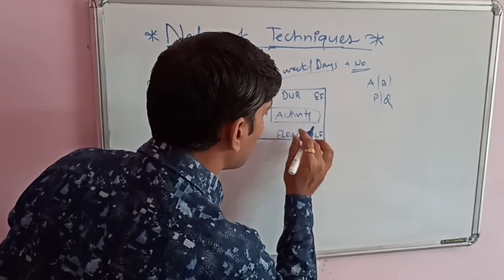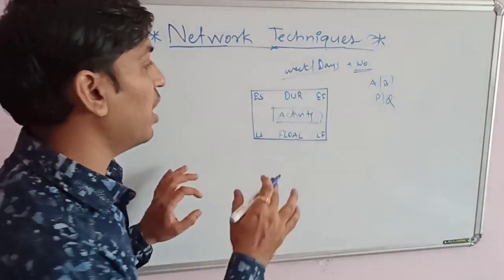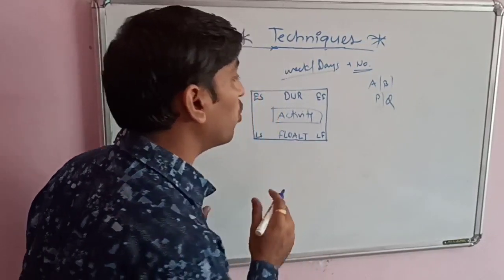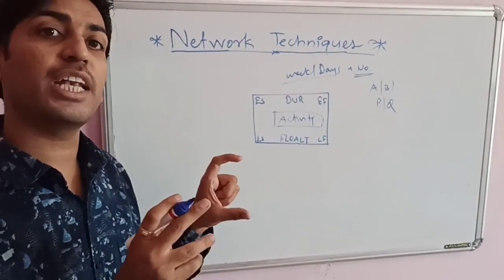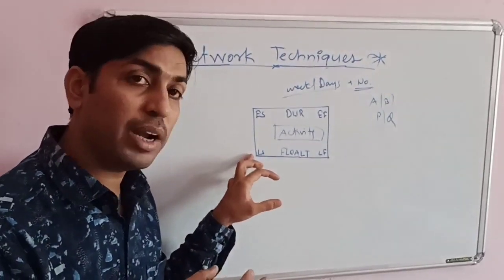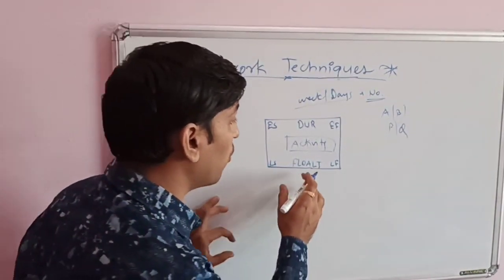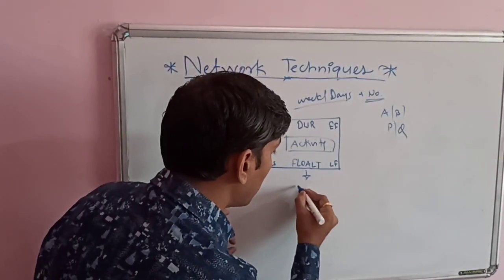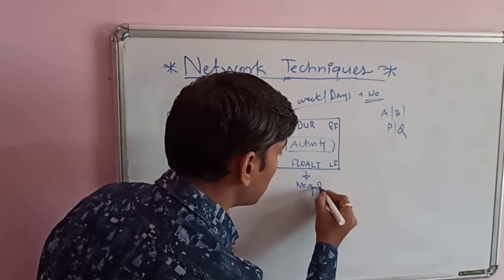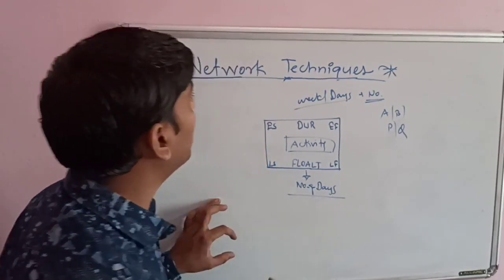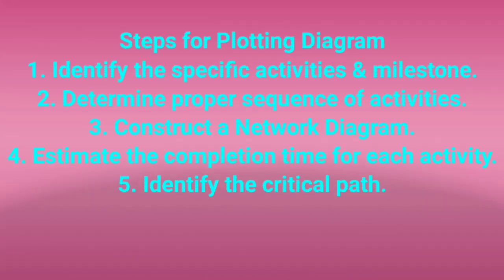And at last, float could be written. That is the amount an activity can be delayed, but it does not mean the activity could not finish on time. Though the activity is delayed at the start, it could still finish on time; that is the float. Float is again written in number of days. So this is nothing but the representation of the network diagram steps.